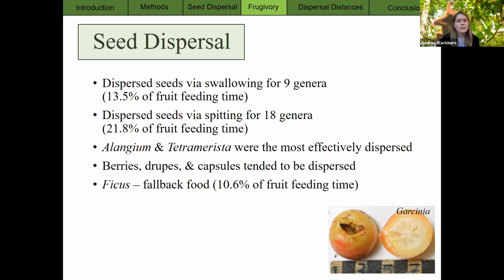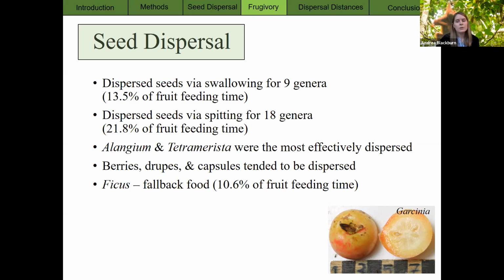In our electivity analysis, we identified Ficus as an important fallback food. This genus is consistently available in the forest, and when preferred foods are not readily available, orangutans will consume large quantities of figs. Ficus accounts for approximately 10% of the entire time orangutans spend consuming fruit. But according to the selectivity analysis, this genus was not preferred, which is why we consider this fruit to be an important fallback food for orangutans.